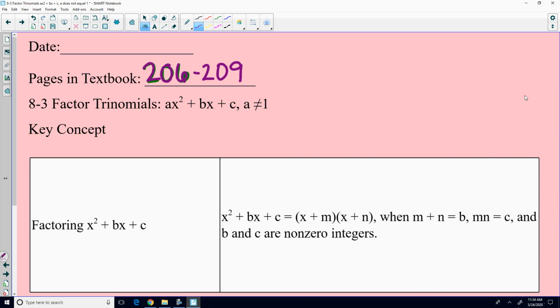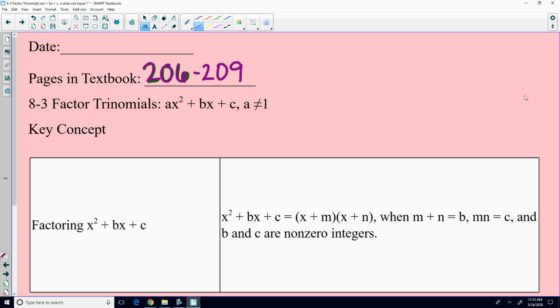Hi everybody, this is your notes for 8-3 factoring trinomials. A little bit like what we did yesterday, but today a before the x squared is not going to equal 1, which of course throws a wrench into the works and makes it a little different. So today you're going to get lots of examples on how to factor trinomials when a does not equal 1.